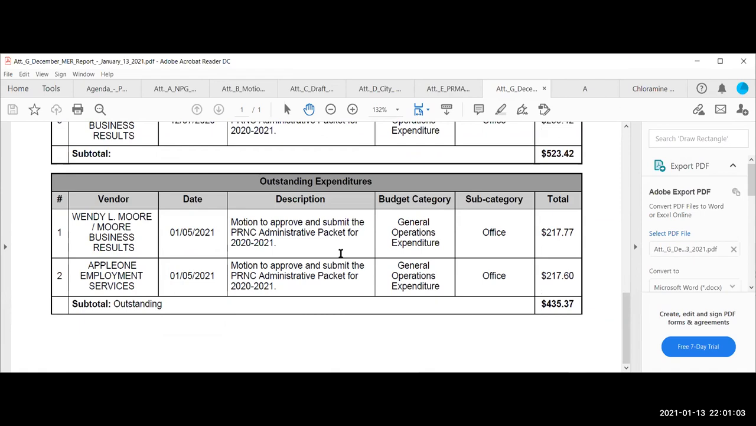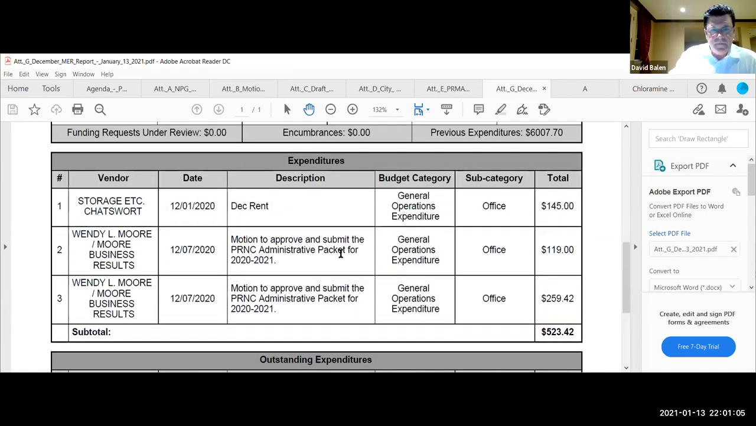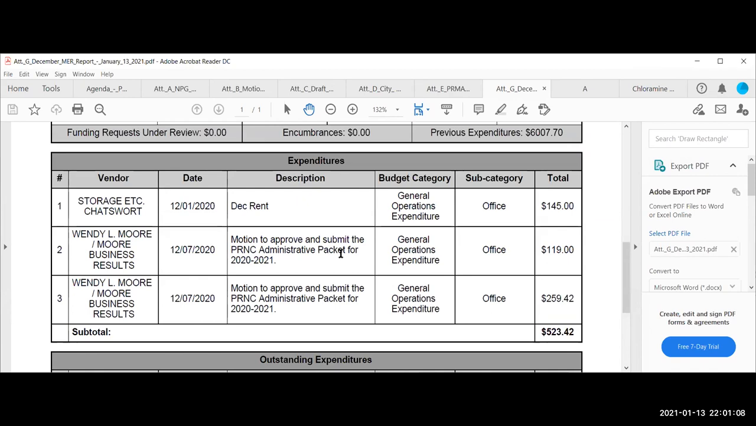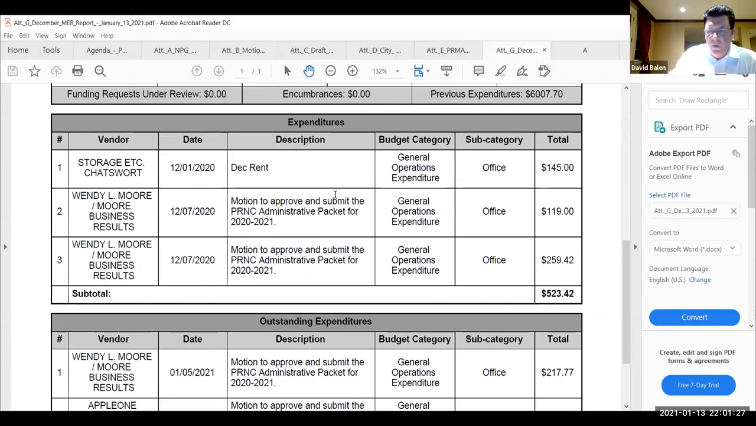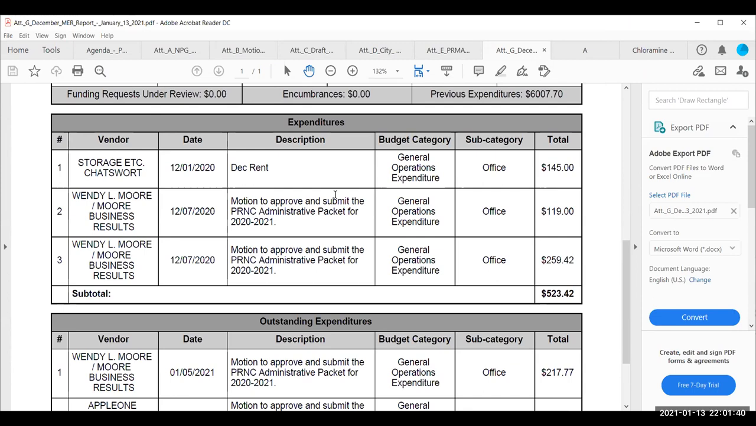If you could go up just a little bit. Yep. And then two Windys. I think one was behind. So that would have been probably November, the 119, October probably. And then 259 November, and then December would have been the other one. All right. So we're doing good on our expenses. We were paying her a lot more before. So do we need to ratify the MER? Yeah, the December MER.